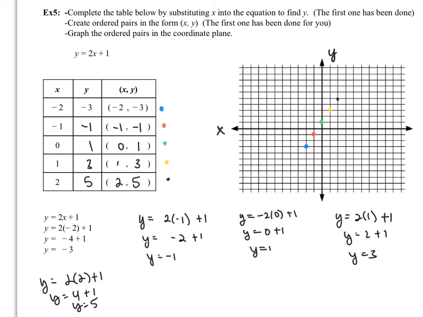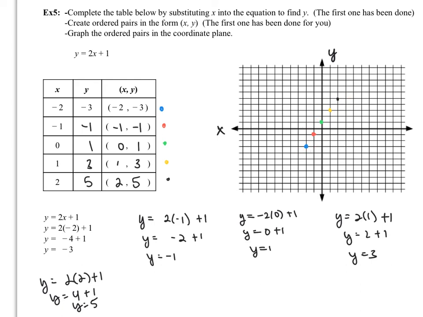So after replacing x with -1, 0, 1, and 2, and doing all the math, my y values were -1, 1, 3, and 5. And so here are my ordered pairs. I only used colors just to help you see which of the dots would match up. You don't have to do that. But if you look at my graph, you'll see that all of my points lie in a line.